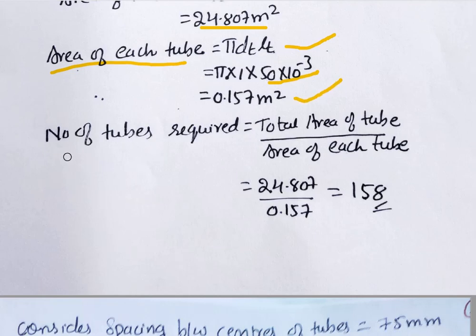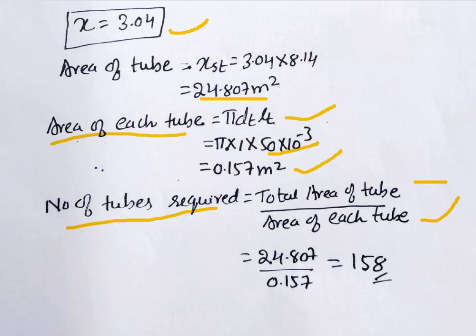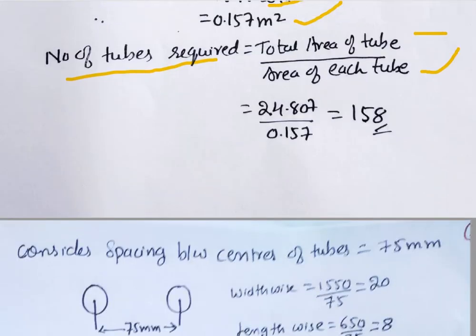So the number of tubes required, by the formula, is the total area of the tubes divided by the area of each tube. The total area of the tubes is 24.807 and the area of each tube is 0.157, so we finally get 158.